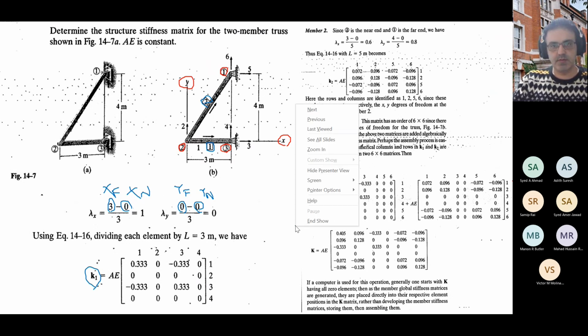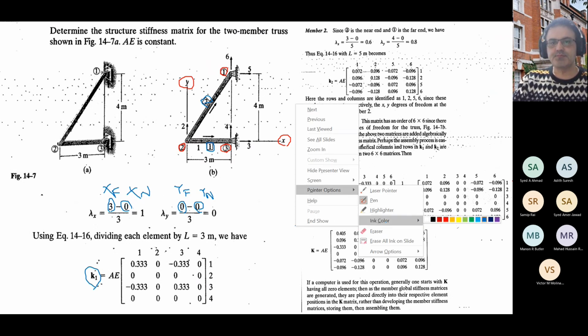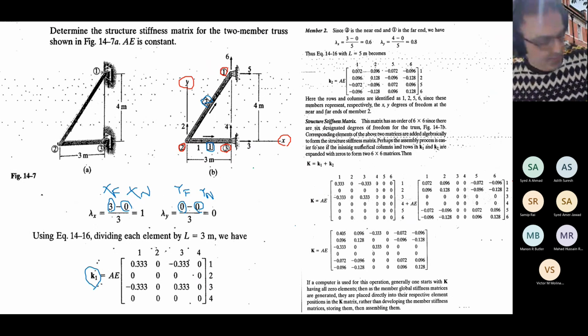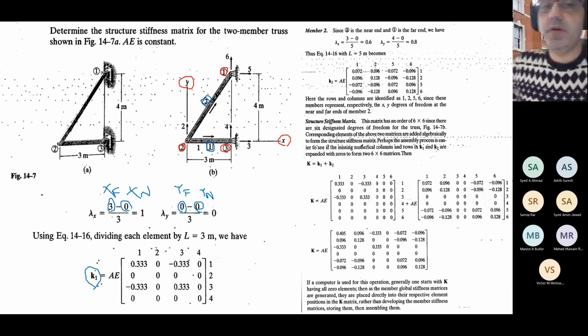For example, if I use another color, like green, maybe. It really depends on you. You need to number the nodes, number the elements, and number the degrees of freedom. The sequence is up to you, it doesn't matter. But when you define your degrees of freedom, just follow them.